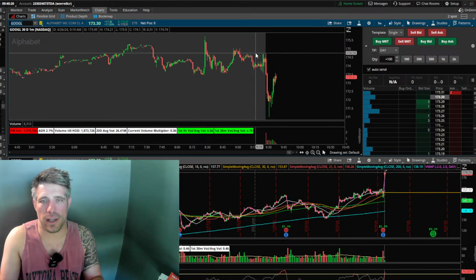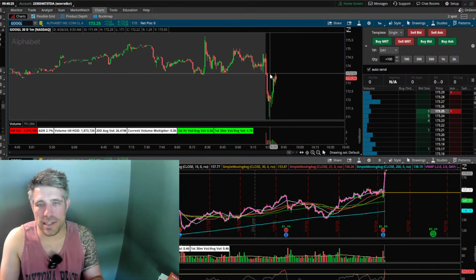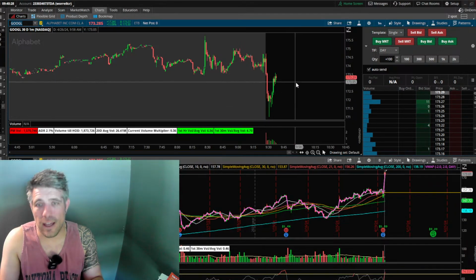So that's what we're calculating. We're subtracting the top from the bottom, and then that gives us that 369. We multiply that by 28. That gives us close to $100.